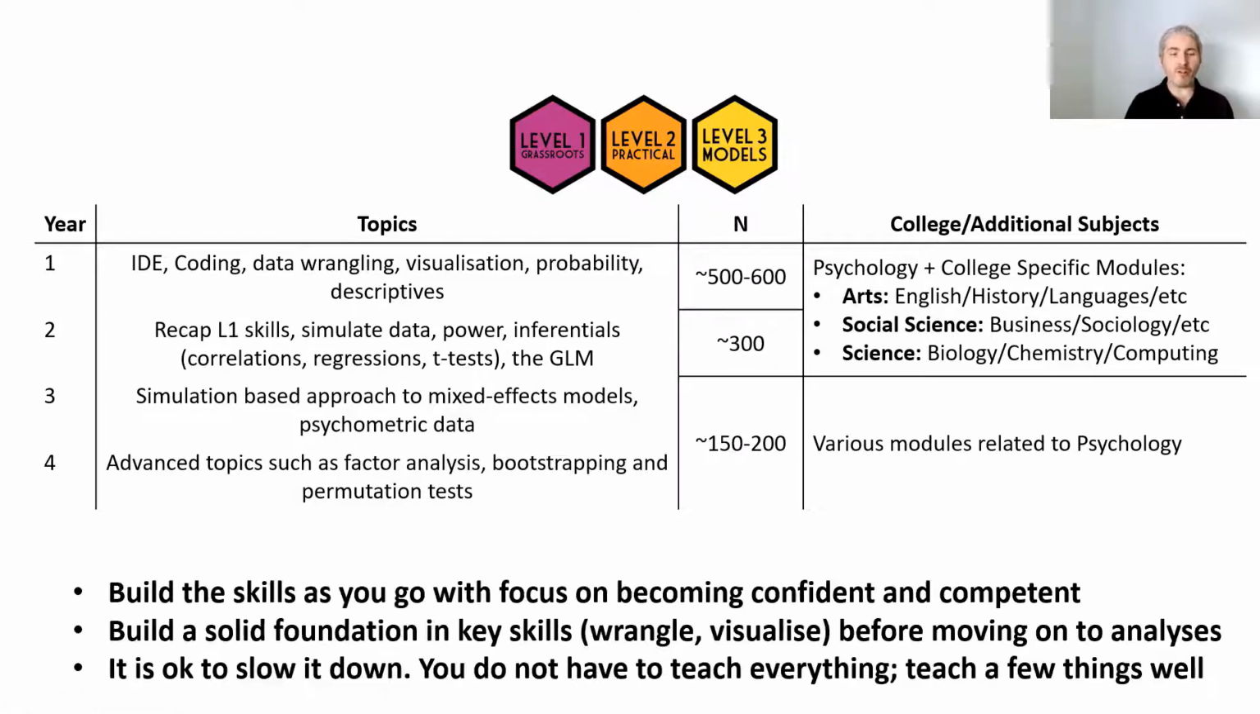The idea, however, is across all different years, we build the skills as we go, focusing on becoming confident and competent. We keep everyone at the same level to begin with. We build up their data wrangling and visualization skills to build a solid foundation in these key skills before moving on to analysis. So you see in level 2 is when we start to get into the inferential analysis. It's okay to slow it down, is what we're saying. You do not have to teach everything. In fact, the best thing to do is teach a few things well rather than teach a lot of things poorly.